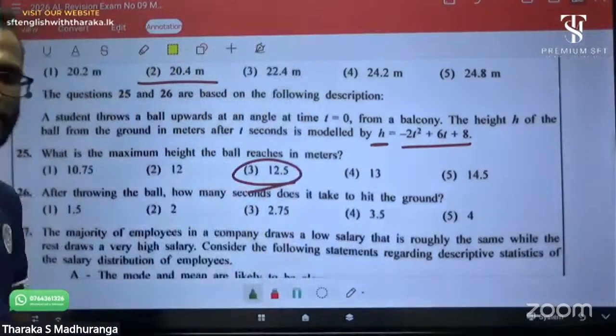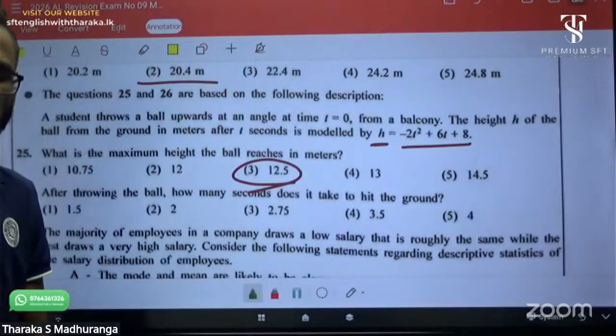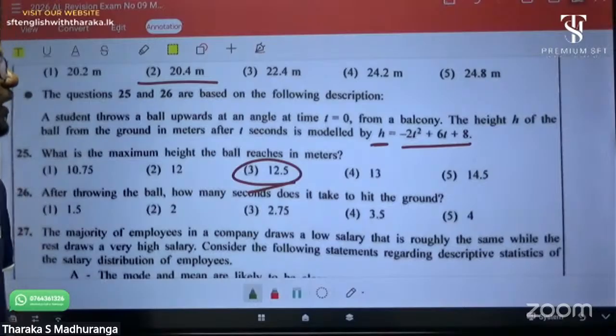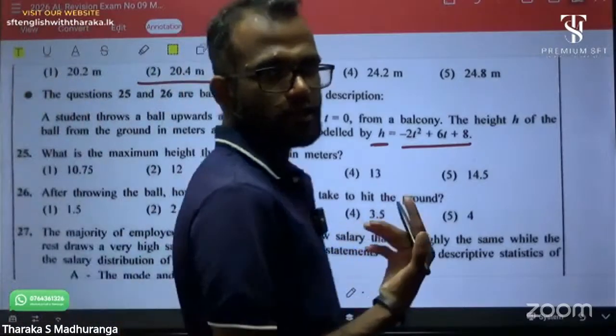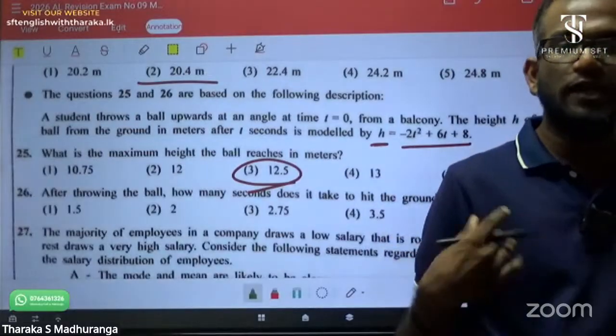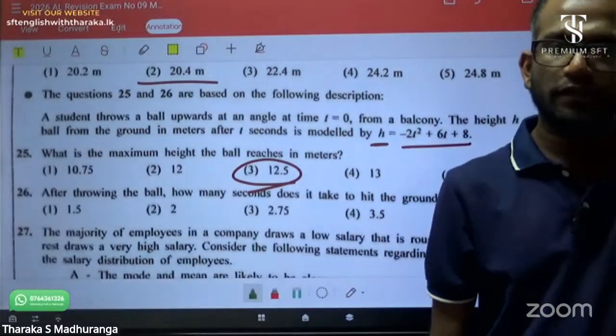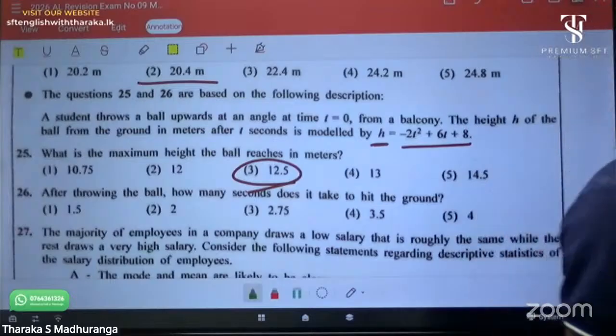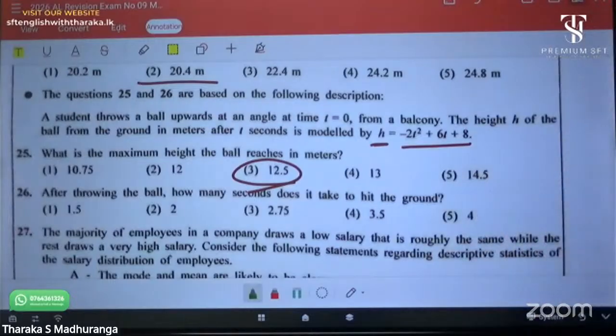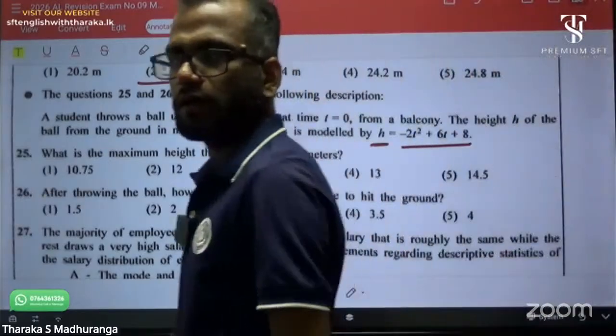I got the turning point. The turning point y value is the height of this graph. That's a good question. Understood?